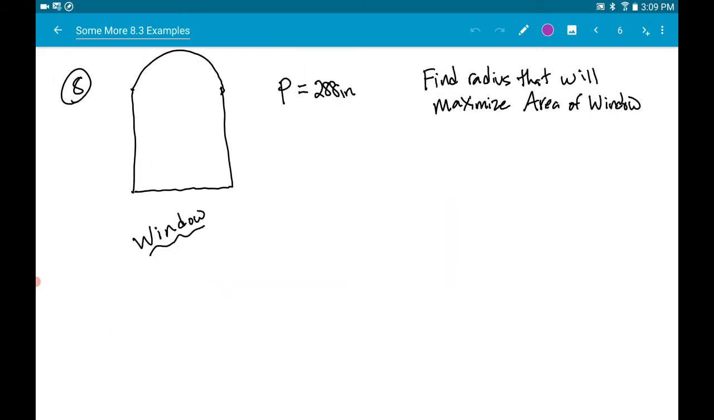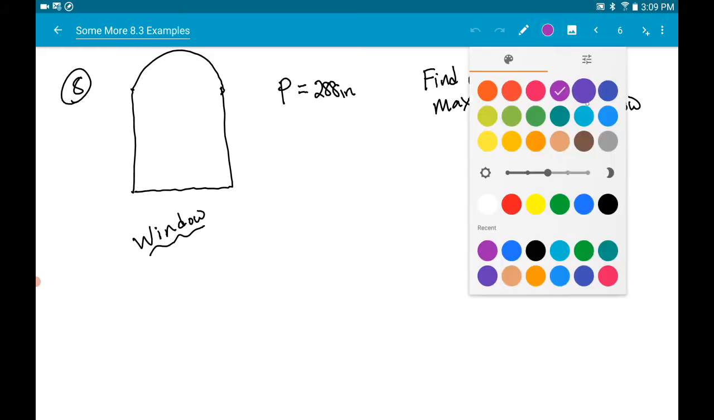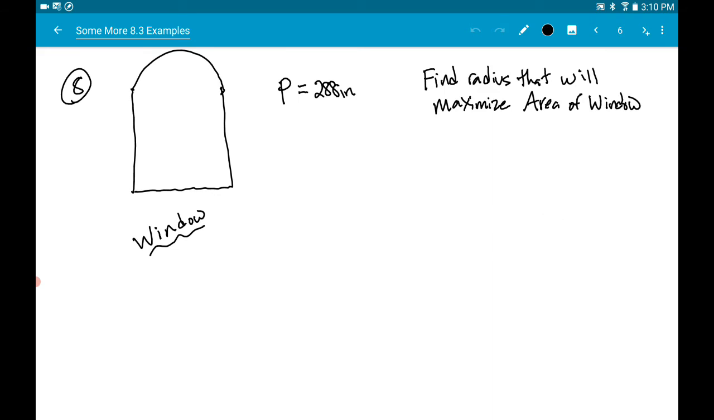All right, let's do one more. Number 8, kind of a beast of a problem. It talks about how there is a window that's formed from an open rectangle with a semicircle on top. And so interpreting the question is a little bit of a challenge in itself. But here's the picture of my window, right up here. And it says find the radius. So it'd be nice if I could write things in terms of r that will maximize the area of the window. All right, so that's telling me I'm going to for sure need an area formula.